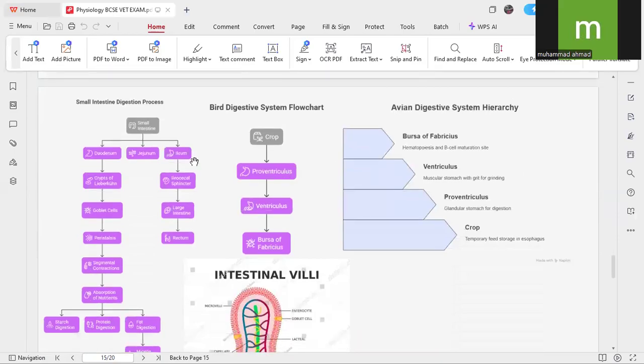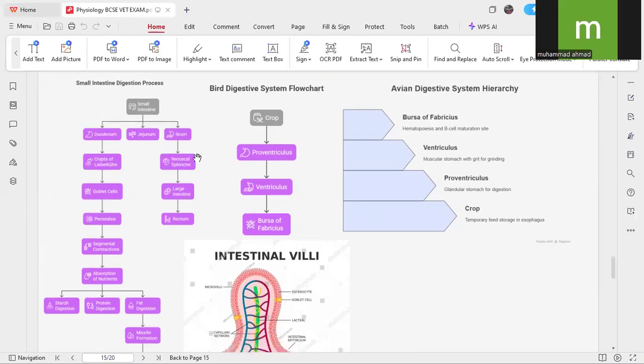This is the digestive system of the bird: crop, then proventriculus, then ventriculus, then bursa of Fabricius. Bursa of Fabricius is involved in hematopoiesis and is the B cell maturation site. Ventriculus, muscular stomach with grit for grinding. Proventriculus, glandular stomach for digestion, and crop, temporary feed storage in the esophagus. This is a simple flowchart of the digestion process in the ruminant.